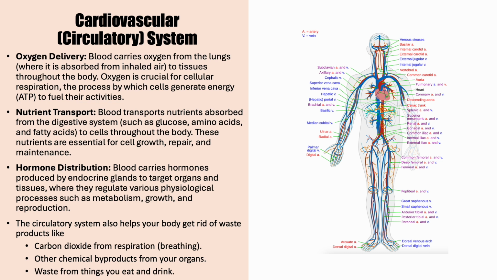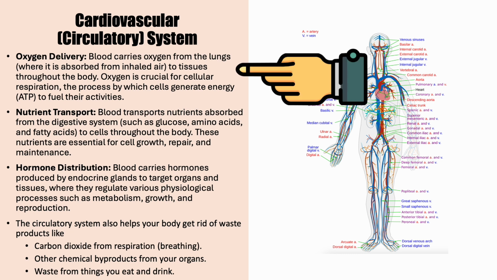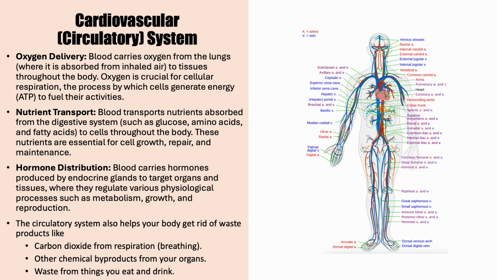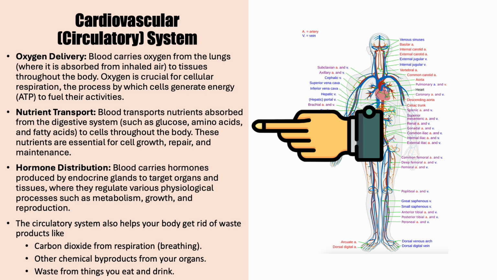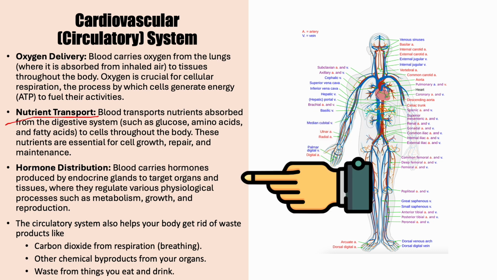Cardio is heart and vascular is blood vessels. So the circulatory system's function is to move blood throughout the body. This movement of blood is very important. It is important for oxygen delivery to the different organs, for transferring nutrients throughout the body, and for hormone distribution.